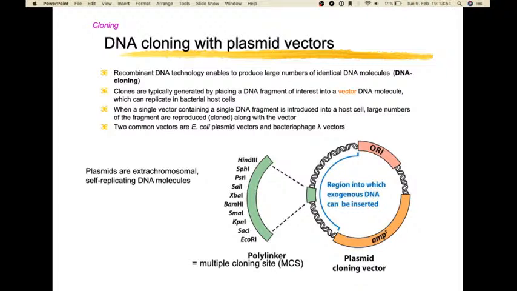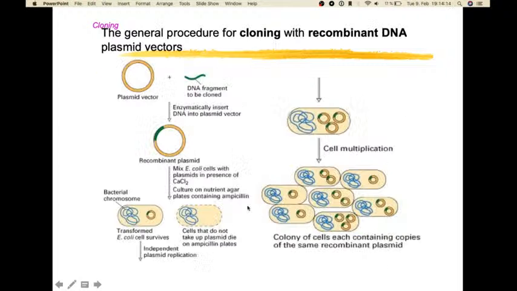Here you can see a plasmid cloning vector. You might be aware this is the general method. It has the origin of replication, this ampicillin resistance part, and then a polylinker with a multiple cloning site. These three parts are quite important for a plasmid vector. It might have HindIII, SphI, PstI, SalI, XbaI, like this.